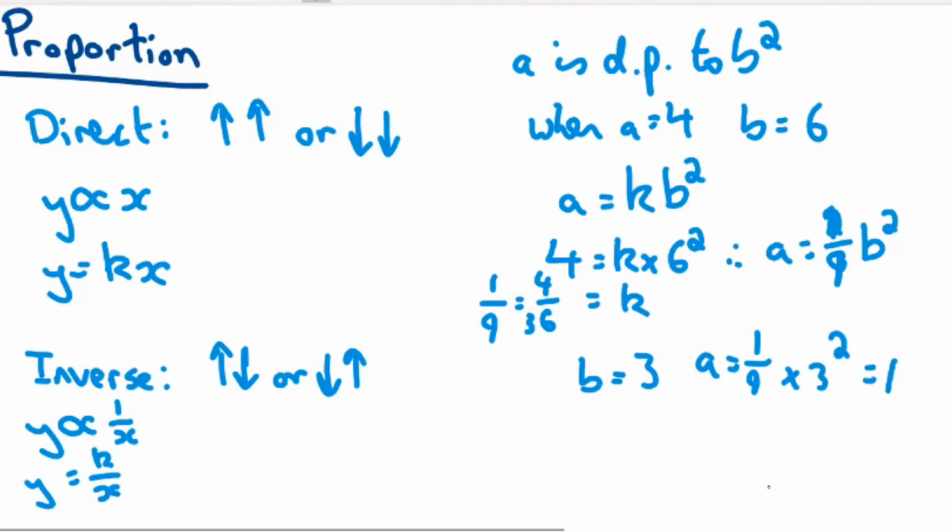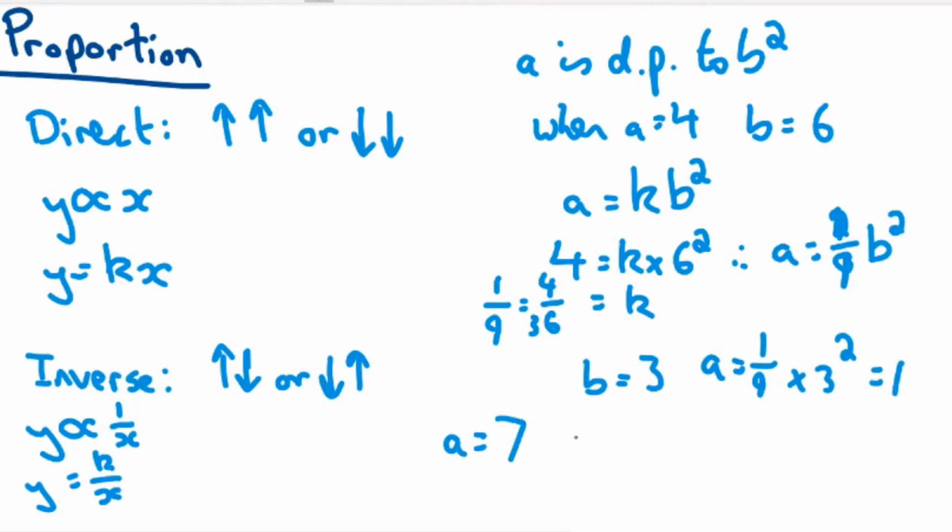Going the other way round, what's b if a is 7? Well, we can say that 7 equals 1/9 b squared. We're trying to get b on its own, so we'll get rid of the 9th first. Deal with powers last. If you want a recap on that, look at the rearranging formulas topic. But here, if you want to get b on its own, we'll move the 9th over. Currently it's a 9th times b, so when it moves over it will become divide.